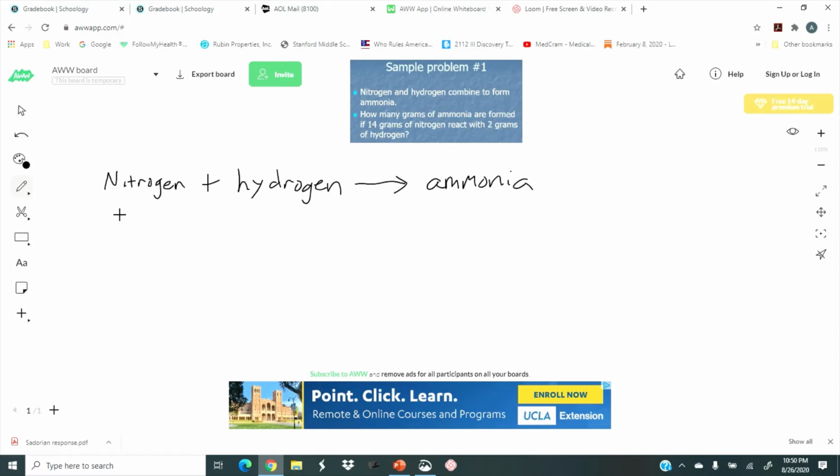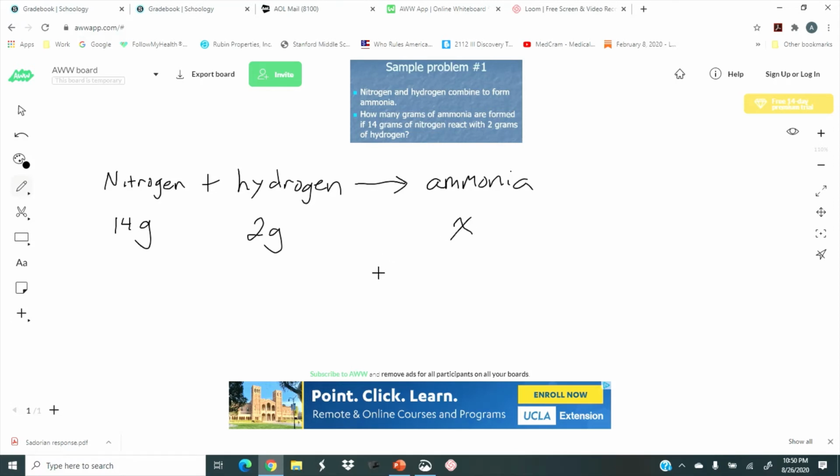So we started off with 14 grams of nitrogen, and later on you'll be able to do these calculations on your own. You'll be able to calculate how many grams of each go with one or the other in the right proportions. There was 2 grams of hydrogen, and we're looking for the grams of ammonia. So let's call that an X.